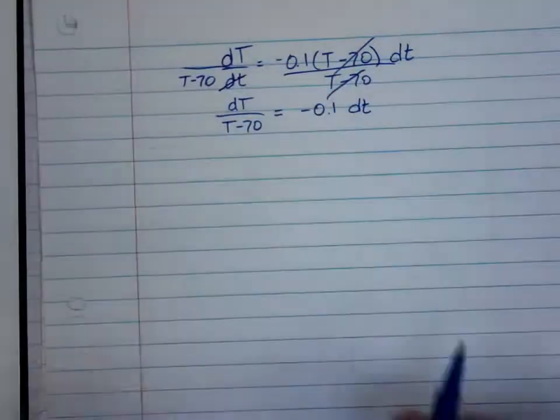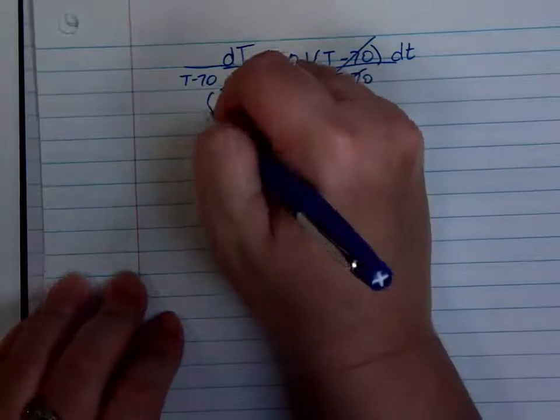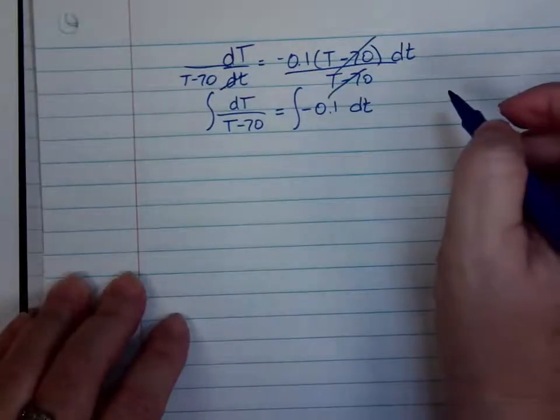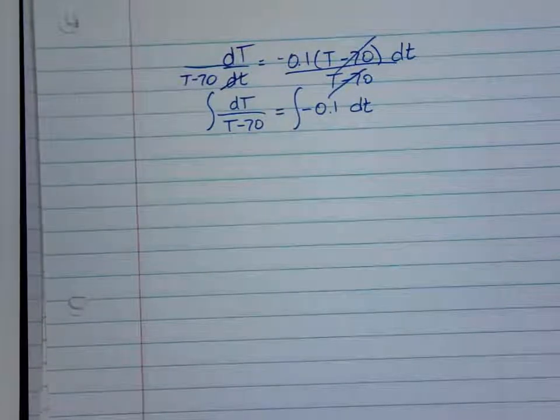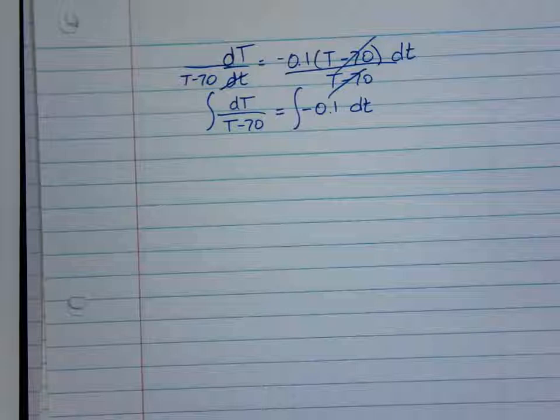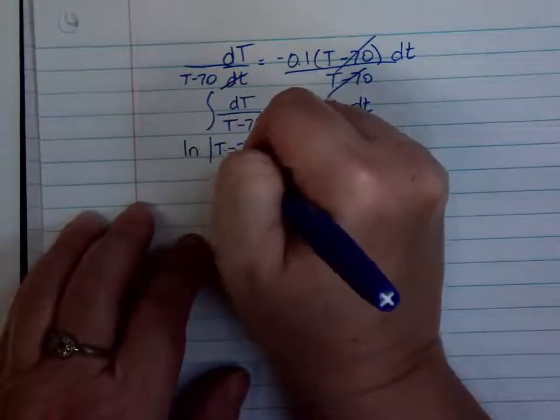All these big T's and little t's get a little confusing. Okay. Are my variables now separated completely? Yes. What's the next step? Antiderivative. Integrate both sides. So draw your integral symbol on both sides. All right, I have a fraction. First question you ask yourself: is the top the derivative of the bottom? Yes. So what kind of integral will it be? It is ln. Very good. ln absolute value of T minus 70 equals.